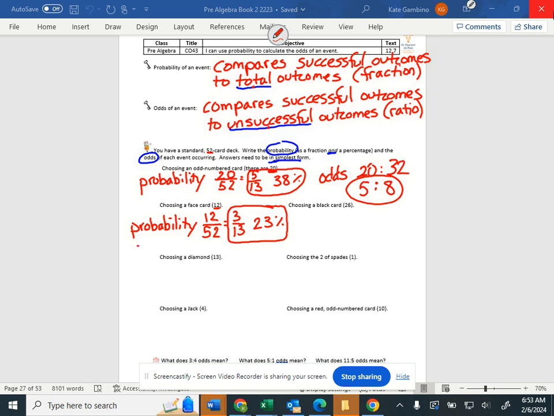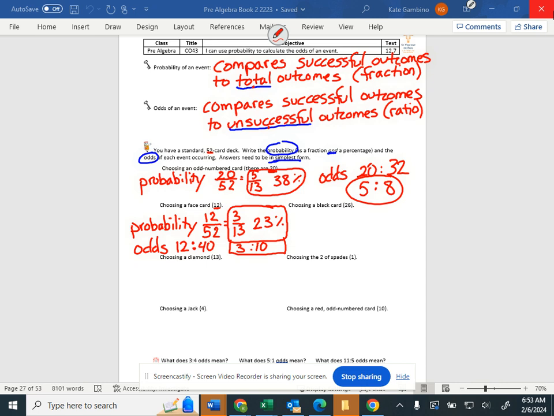Now I need to find the odds. So my successful outcomes would be 12. Unsuccessful, 52 minus 12, I'm left with 40 other cards. So my odds would be 12/40. I need to simplify that. I can divide a 4 out, and I get 3 out of 10 chances of pulling a face card if I randomly pull a card out of a deck. So you have to have your probability, you have to have your odds, and they have to be in simplest form.